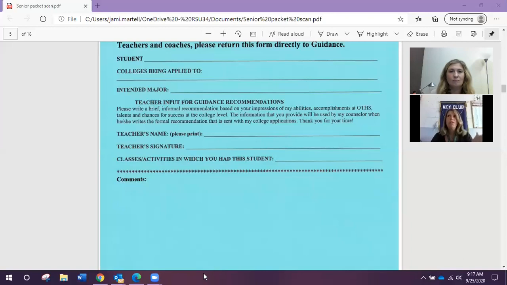And your colleges, when you apply, if you look on their websites, they'll let you know what you need. Most colleges just need our recommendation letter, but there are some colleges who request one or two additional teacher letters of recommendation. So, anything else to add to that, Ms. Martell? I don't think so.